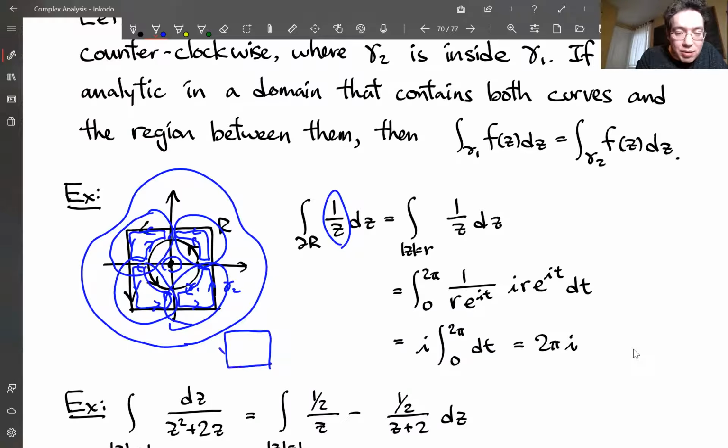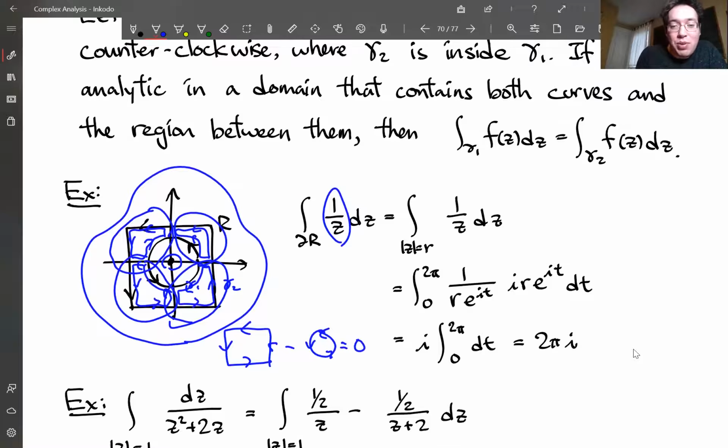which means the path integral on the outside minus the path integral on the inside, which is equal to the sum of the 4 smaller pieces, is equal to 0. That is equivalent to saying the path integral on the square and the path integral on the circle are exactly the same.